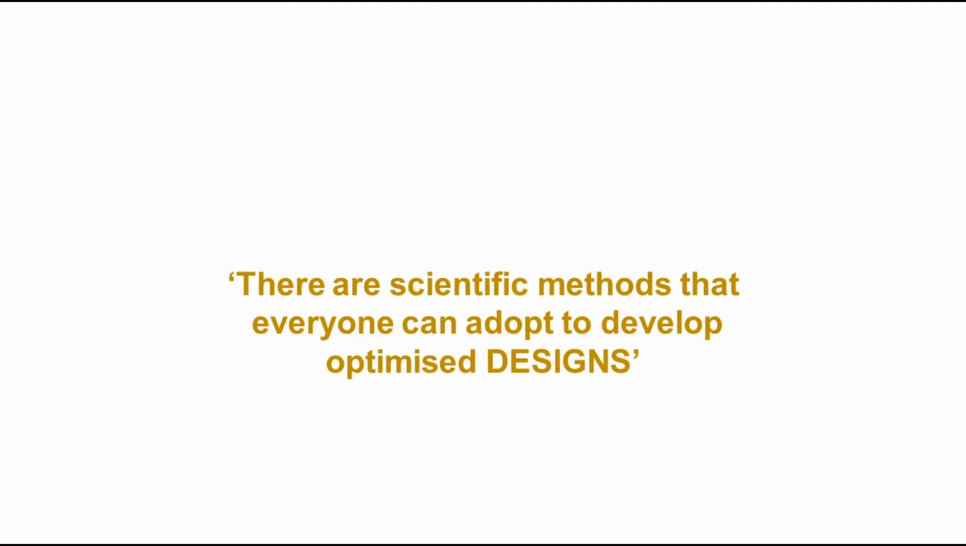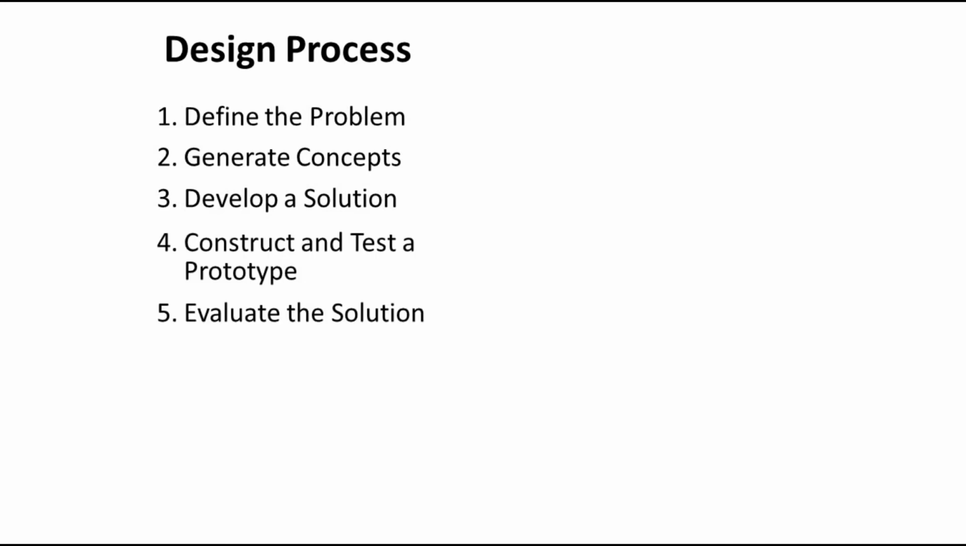So we can discuss the steps. First one is define the problem. We have to solve the problem, that is the process of design. So first we have to define the problem, then we have to generate the concepts. What is the concept involved in the particular problem or particular design. Then we have to develop a solution. We have to construct and test a prototype, evaluate the solution, and finally present the solution. So these are the steps involved in a design process.